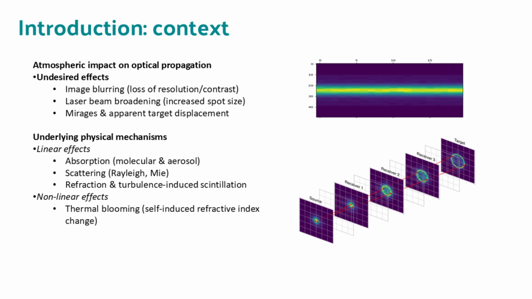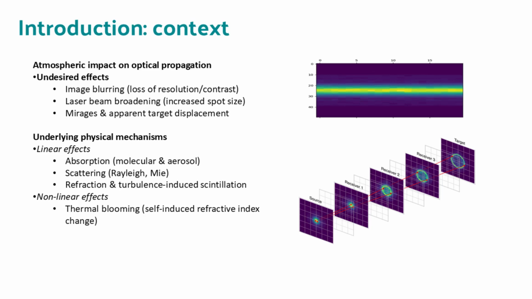These effects stem from underlying physical mechanisms. Among the linear effects, absorption plays a key role, including molecular absorption and absorption by aerosols, such as airborne particles. Scattering is another factor, with Rayleigh scattering and Mie scattering contributing depending on the particle size. And refraction is responsible for phenomena like mirages. On top of these, turbulence-induced scintillation arises from small variations in the refractive index of the air. This causes, for example, effects like the star twinkling and image distortion.